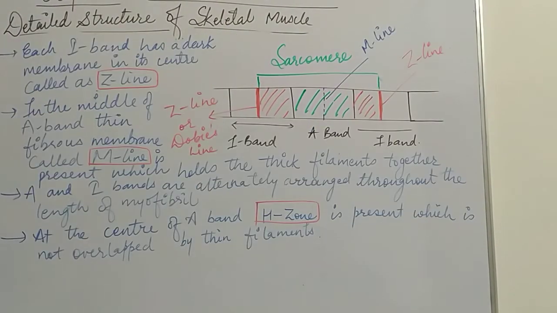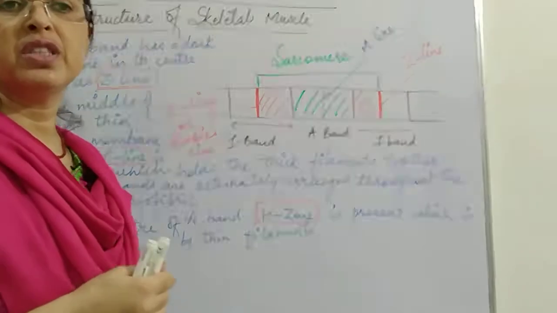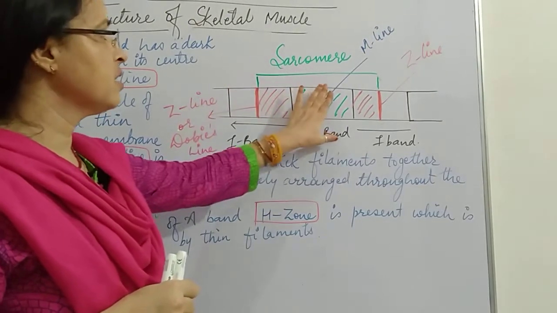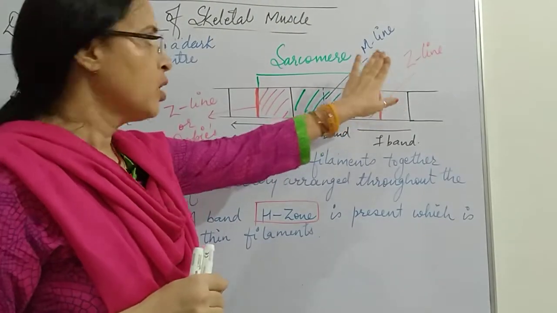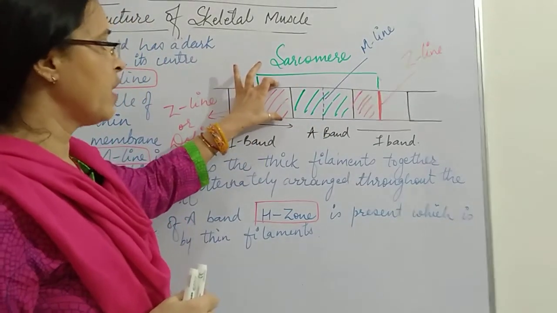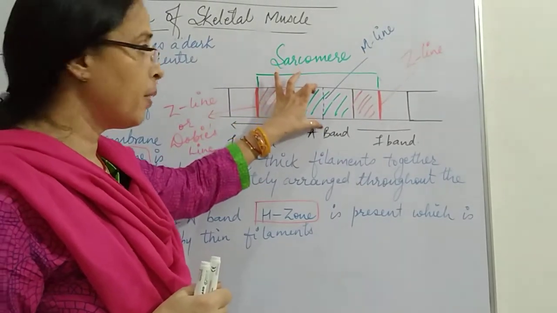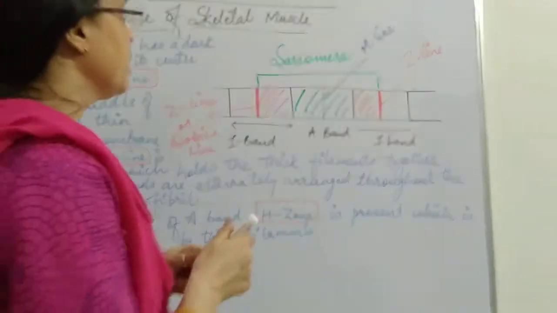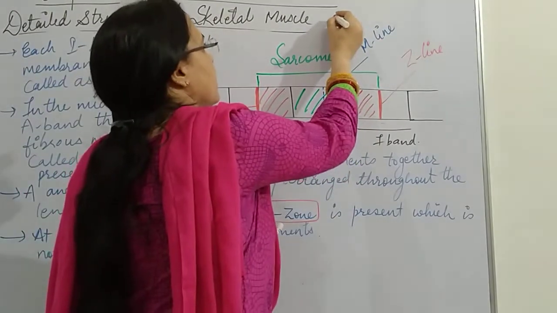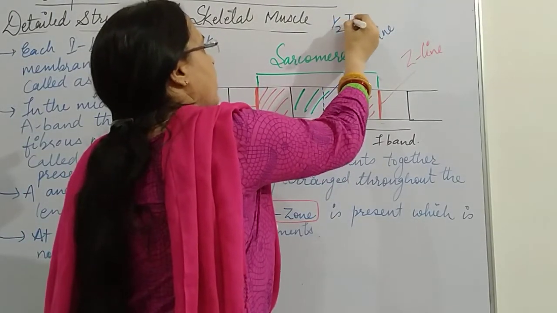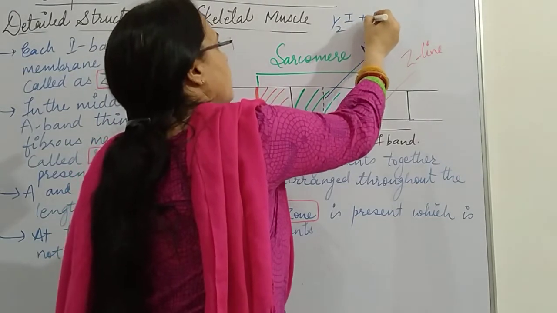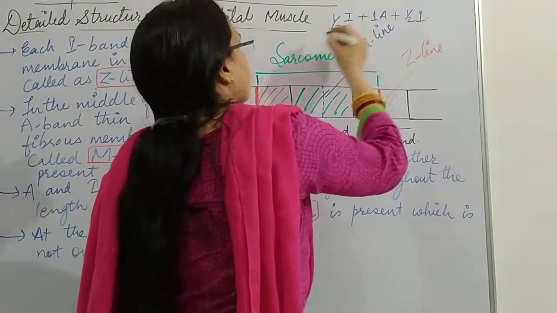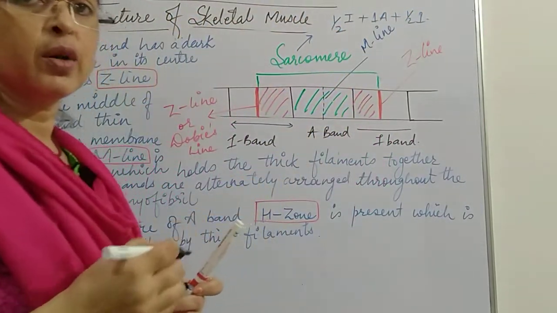Now students, here we see the detailed structure of a sarcomere. In this you can see that this is the I band, this is the A band and this is the I band. Then I told you that half of I band plus 1 A band plus half of I band constitutes the sarcomere. So we can write down the formula for sarcomere as half I band plus 1 A band plus half I band is equal to 1 sarcomere.